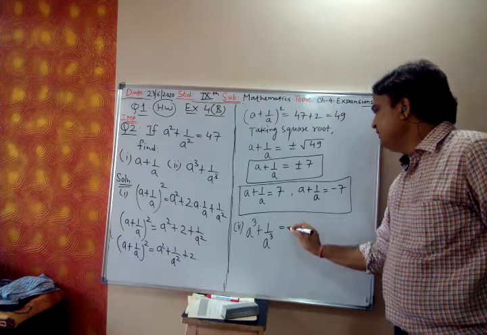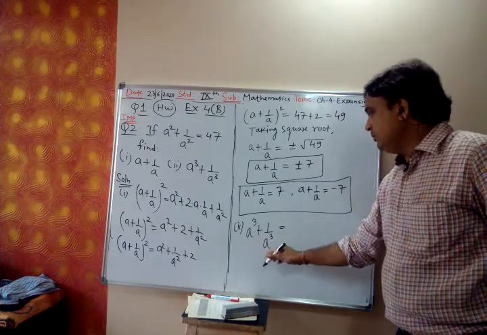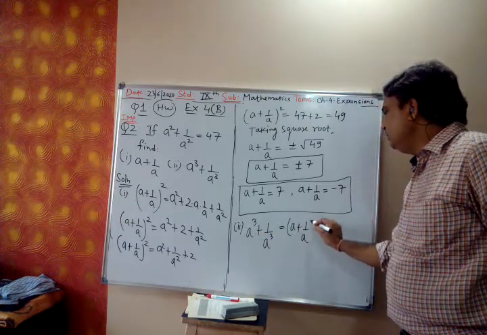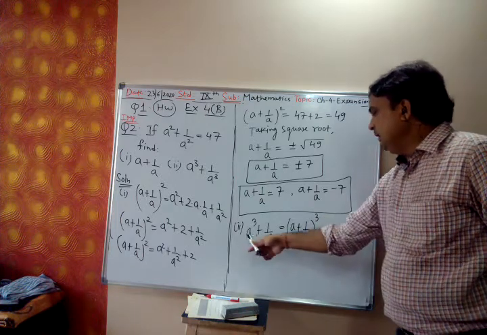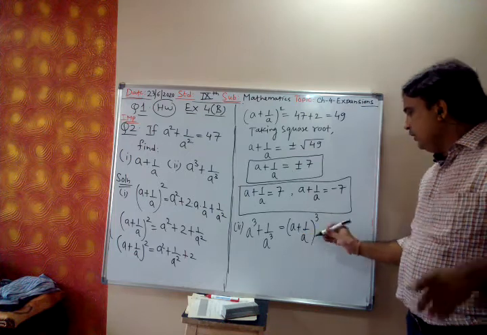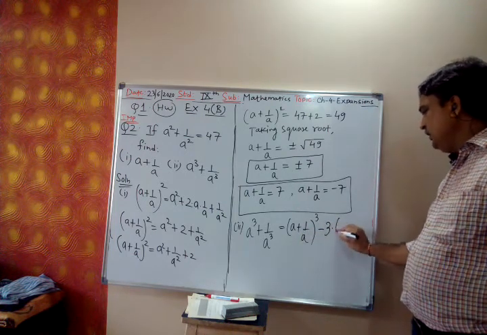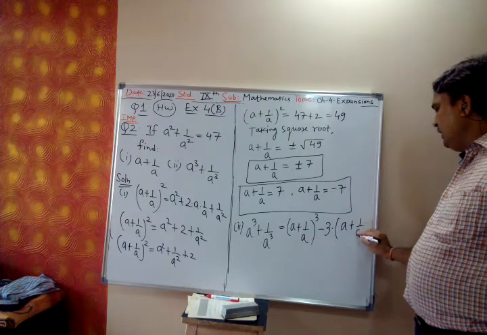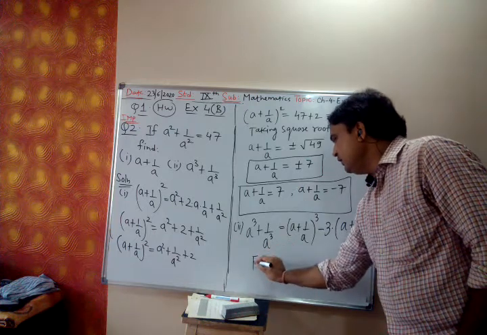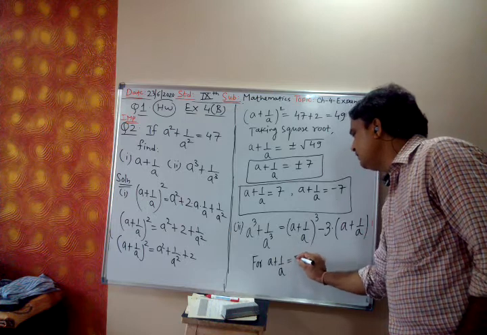What is the formula? Yes, a cube plus 1 upon a cube, direct formula: a plus 1 upon a whole cube, a plus 1 upon a whole cube, yes, inside we have plus, outside it will be minus. Minus 3 into a plus 1 upon a. Now there are two values. So for the first value, a plus 1 upon a is equal to 7, positive value.